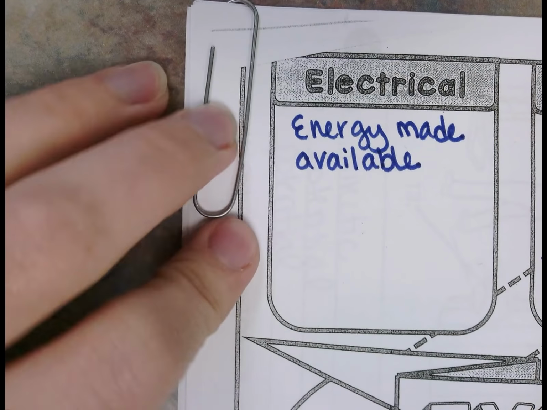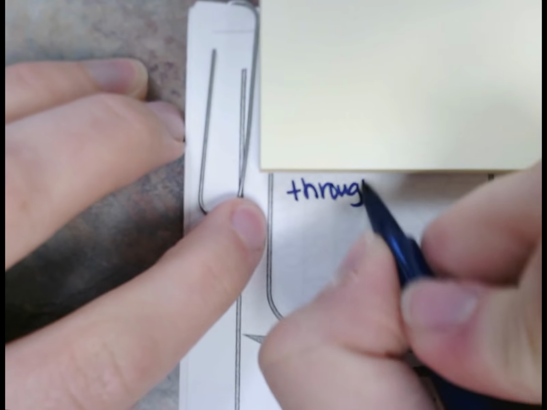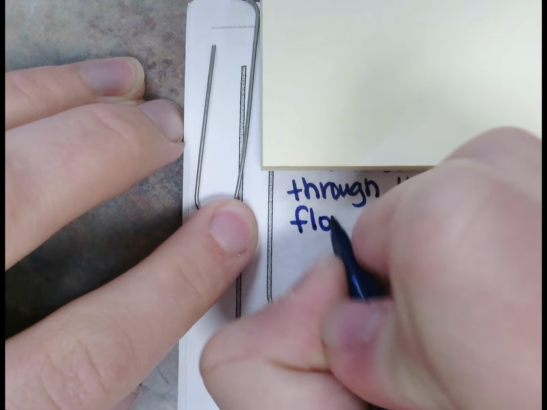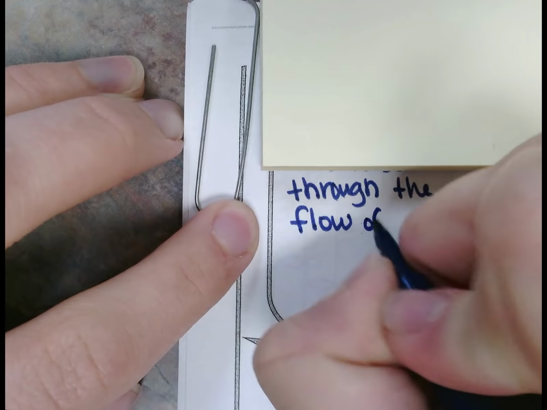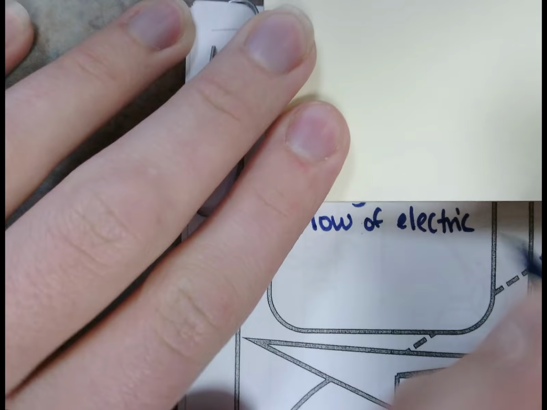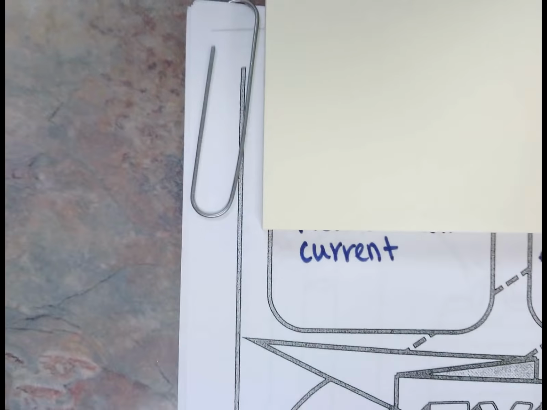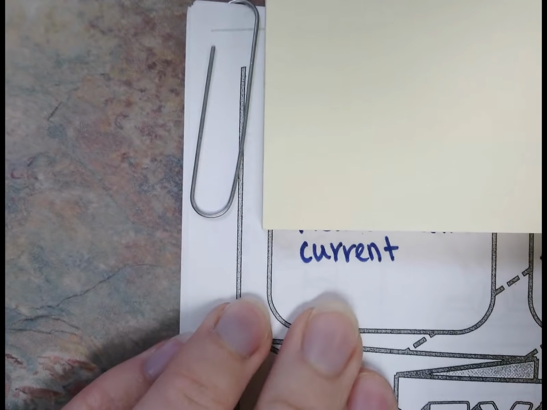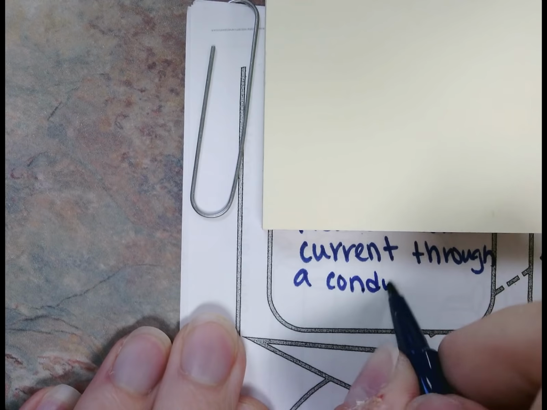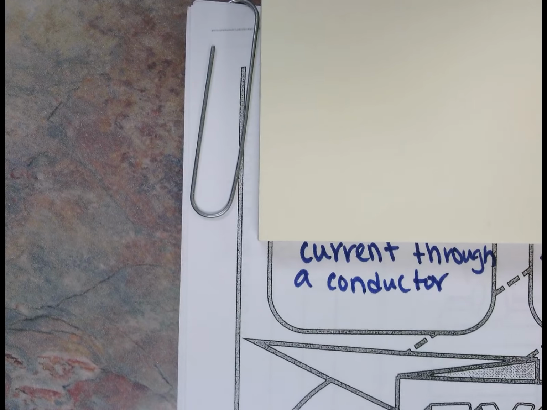Energy made available through the flow of electric current. So electric current does not necessarily mean plugged into a wall. It could be something battery. Electric current through a conductor. We'll talk more about conductors and insulators and whatnot later on in this unit.